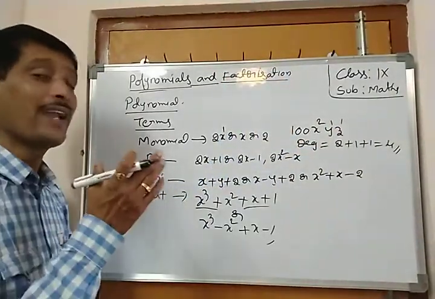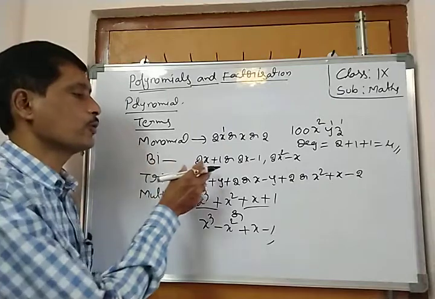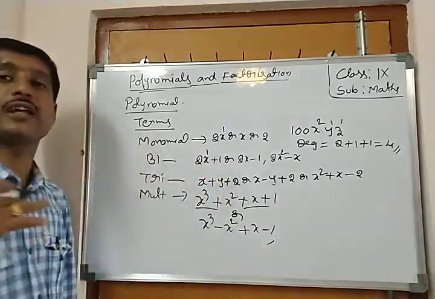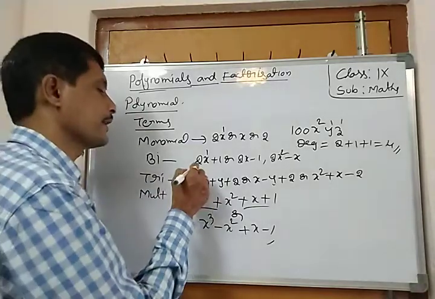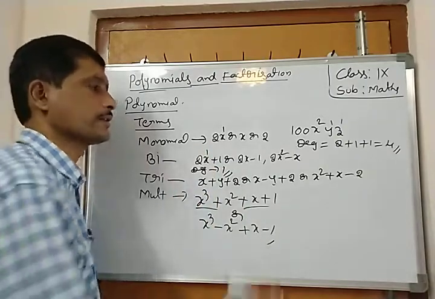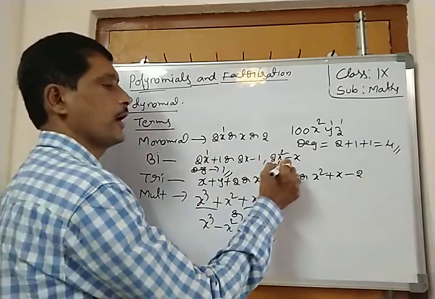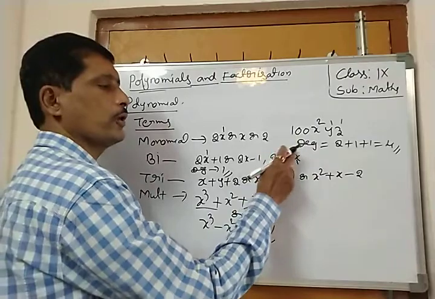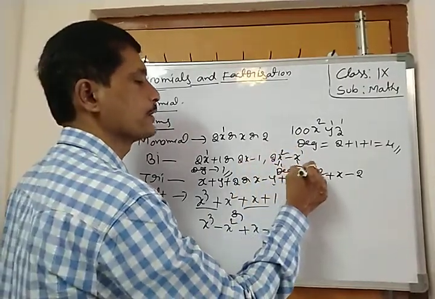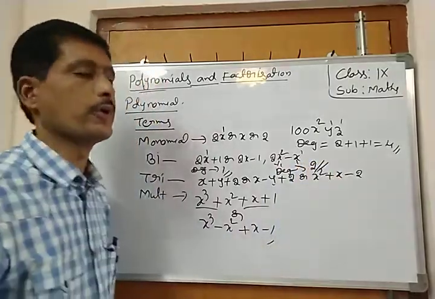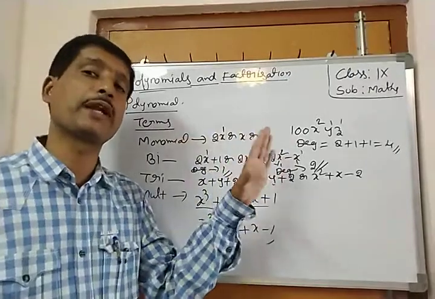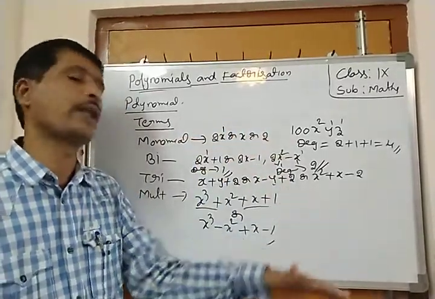Next, binomial. Here 2 terms are there. Suppose here power 1 is there, here a constant. The degree is the highest power. Here there is only one variable, therefore see here 2x square, the degree is 2, here 1, which is highest, that is 2. Therefore the degree of this binomial is 2. Find out each individual term's degree; whichever is highest is the degree of the binomial.